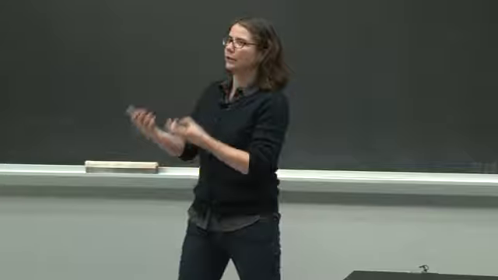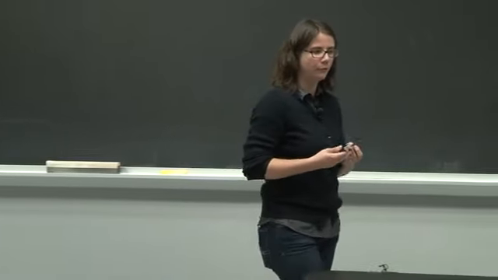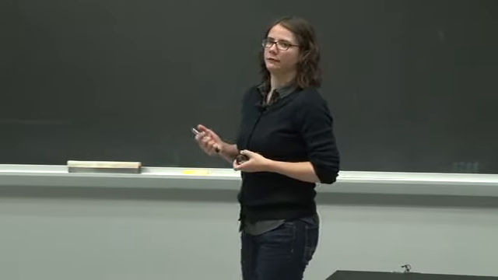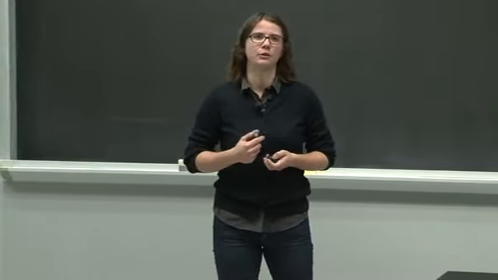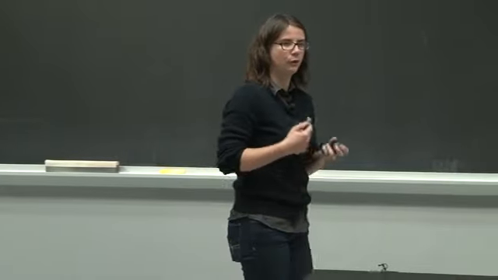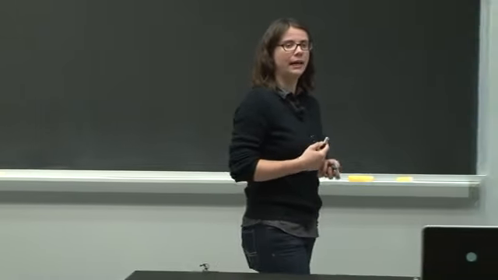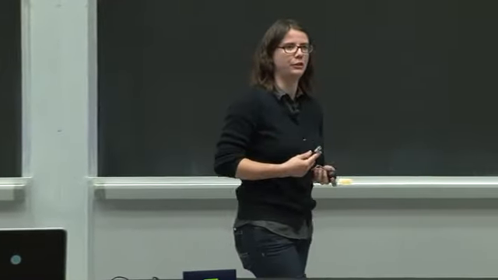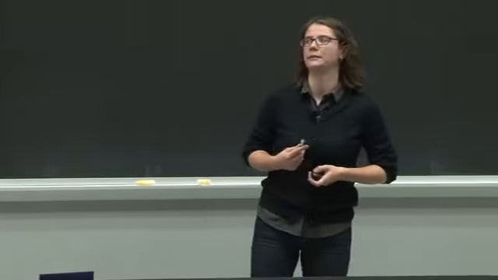And the other perspective was to write code from the point of view of someone who wanted to use a class that was already written, okay? This involved creating instances of objects. So you're using the object type. Once you created instances of objects, you're able to do operations on them. You're able to see what methods whoever implemented the class added, and then you can use those methods in order to do operations with your instances.